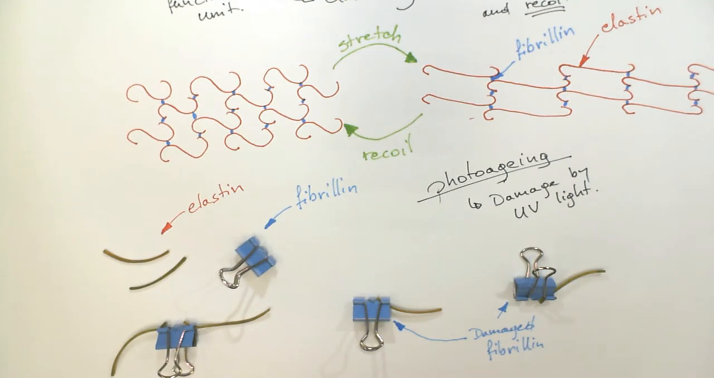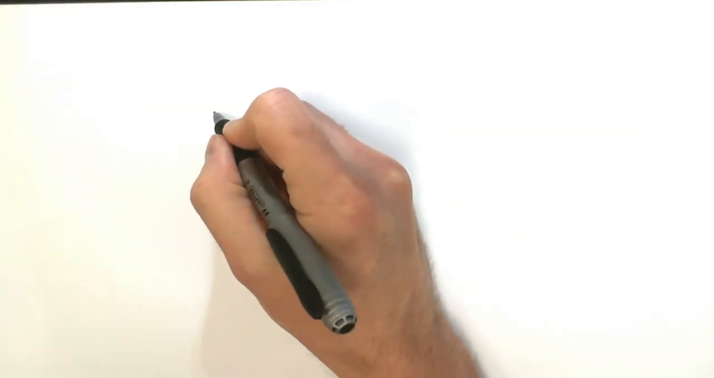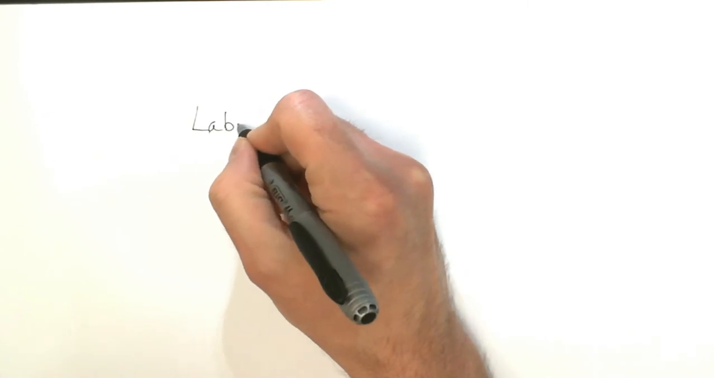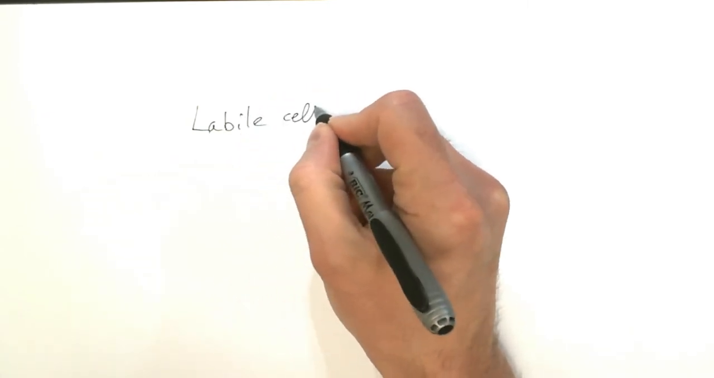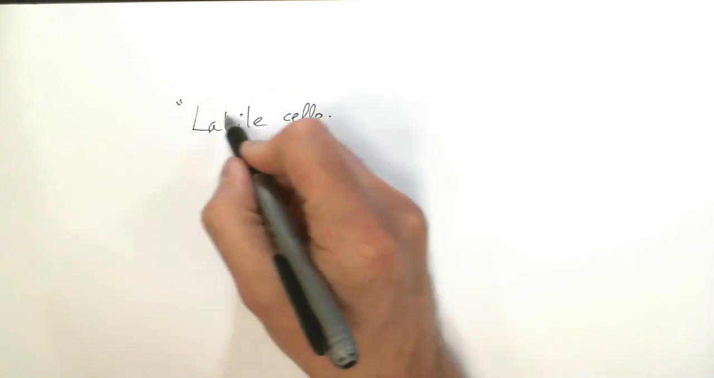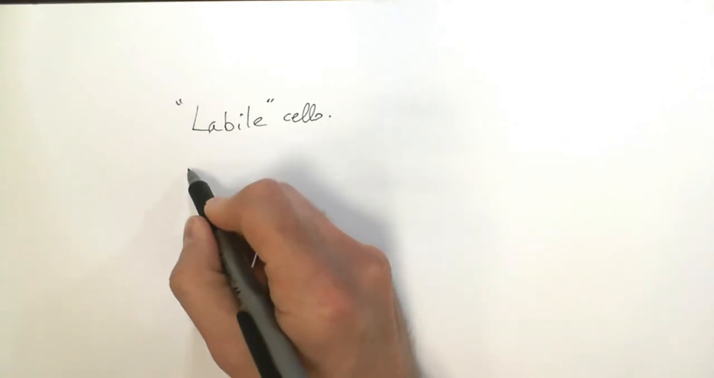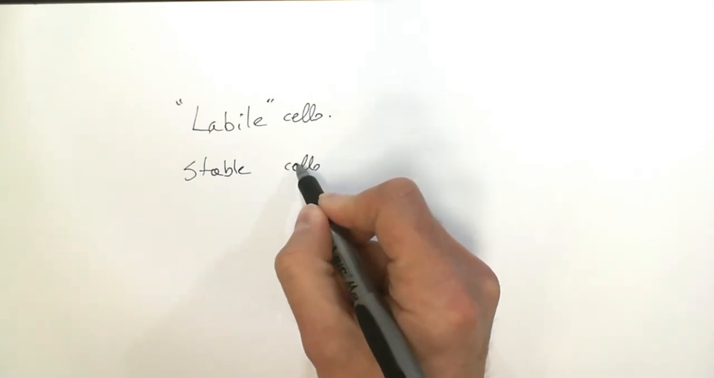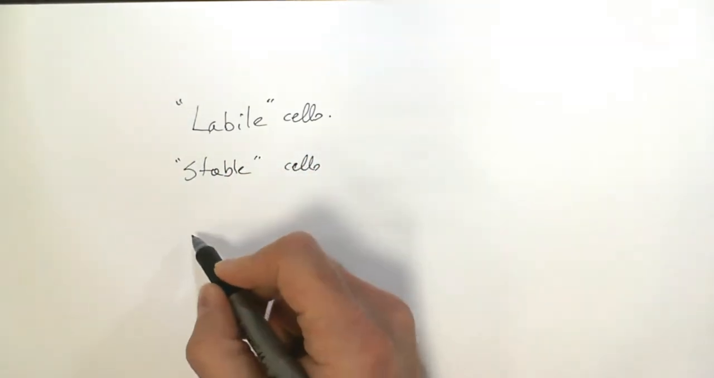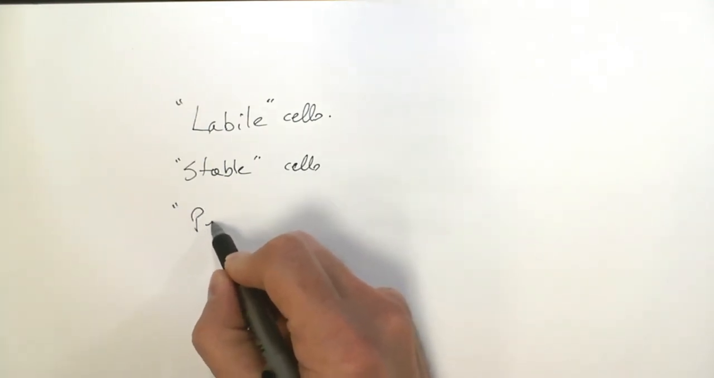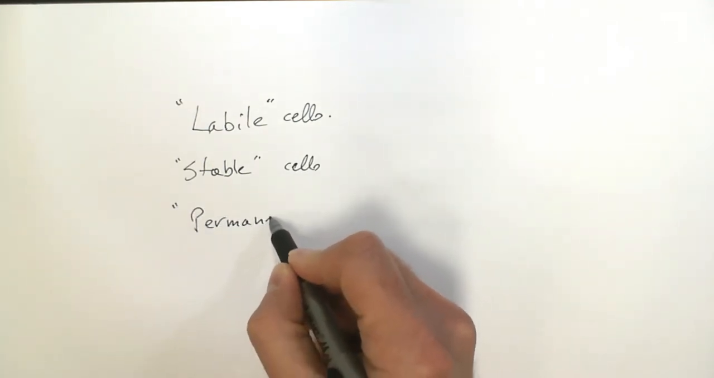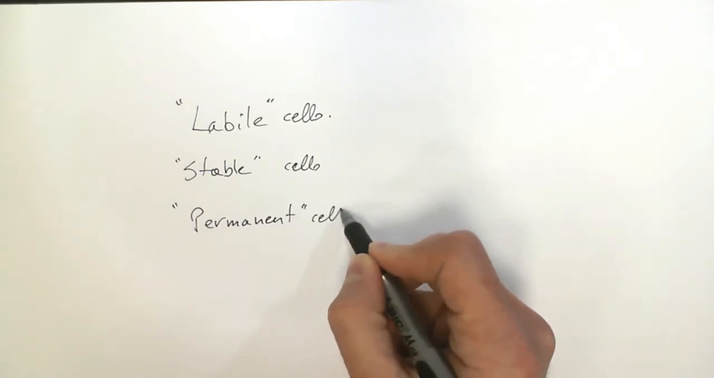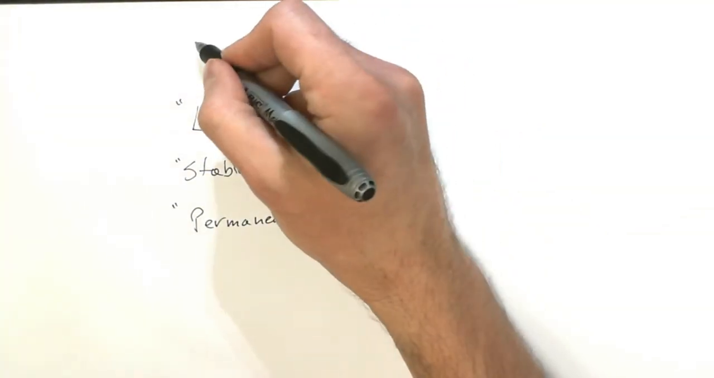Well, I guess that brings us to a kind of unrelated point, but somewhat related. We have different categories of cells. We have cells that are called labile cells. We have cells called stable cells, or I guess you could call them cell populations. There are cells called permanent cells.